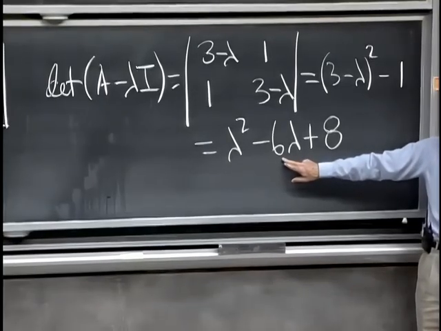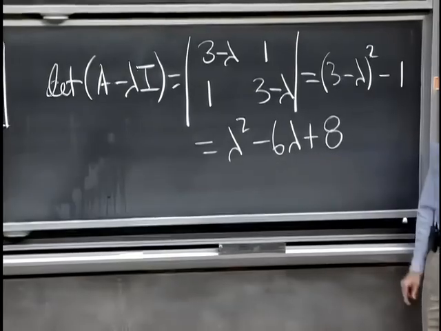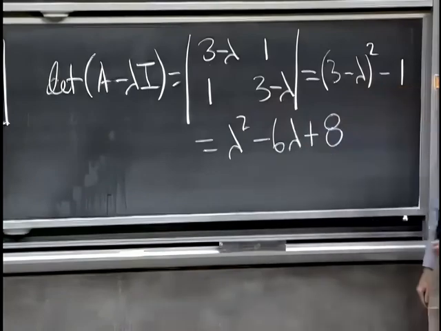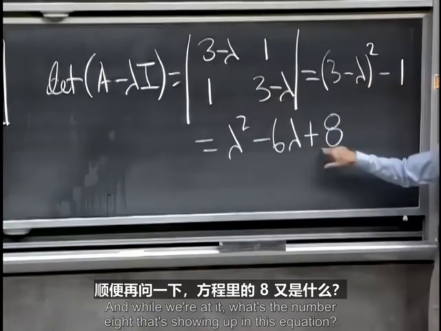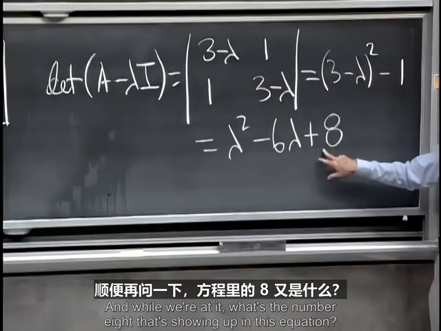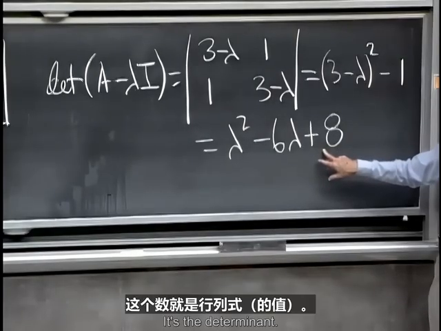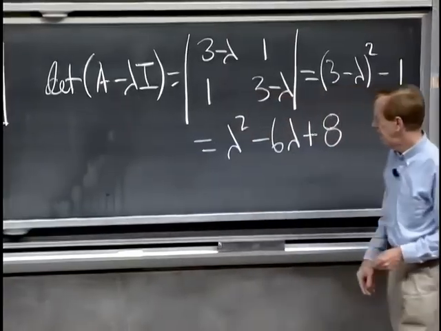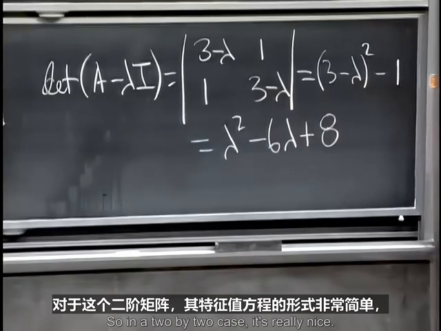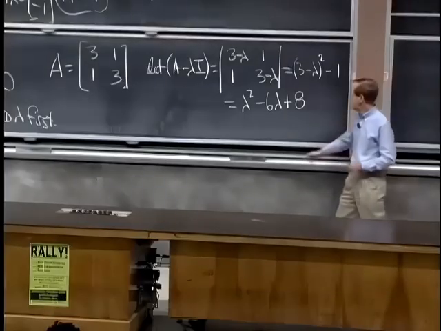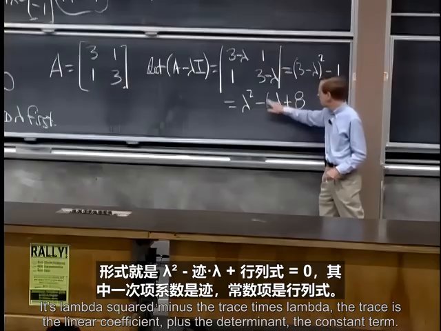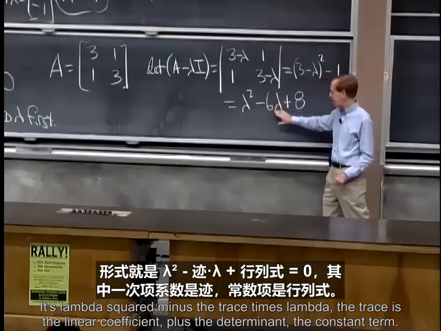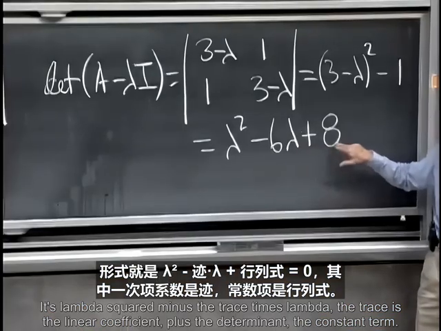It's the trace. That number 6 is 3 plus 3. And while we're at it, what's the number 8 that's showing up in this equation? It's the determinant. Our matrix has determinant 8. So in a 2 by 2 case, it's really nice. It's lambda squared minus the trace times lambda, the trace being the linear coefficient, plus the determinant, the constant term.